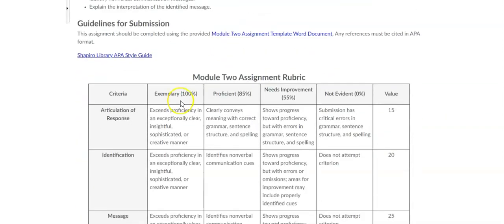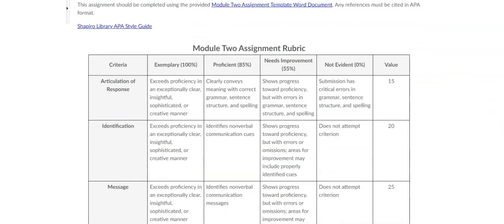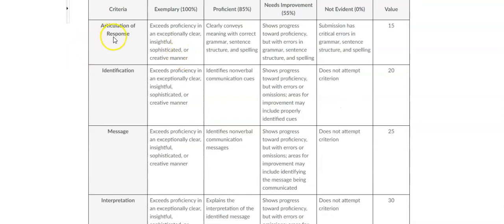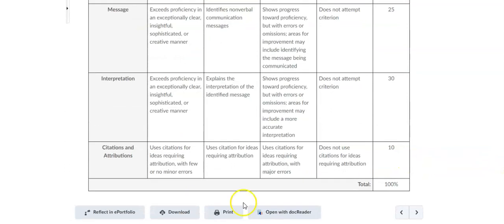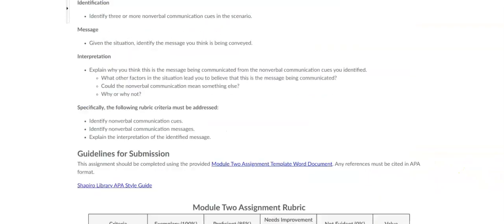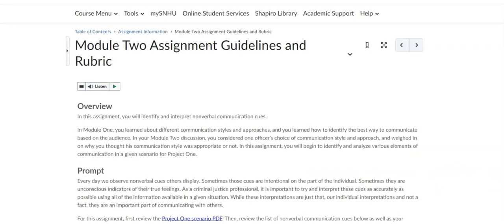Now let's look down here. Now, right here, Shapiro Library Style, APA Style Guide, excellent. You should use this template. Make sure you do. References are cited in APA. That's critical. That's how we support our evidence. Articulation of responses at the top, proficiency in exceptionally clear, insightful, sophisticated, or creative manner, identification, message, interpretation, and citations and attributions. Those are all critical elements involved in your rubrics. And I use these as a guide to help inform.